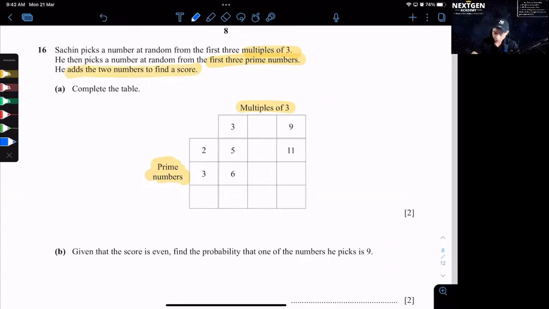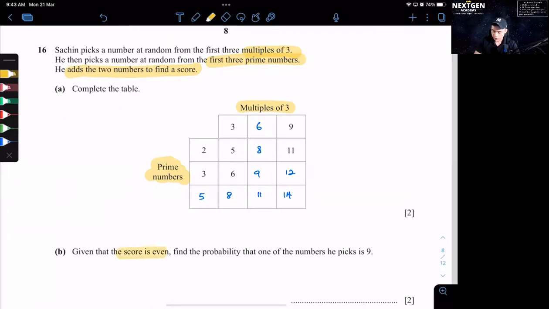So let's complete this table. First 3 multiples of 3 will be 3, 6, 9. First 3 prime numbers will be 2, 3, 5. So let's fill out the blank. Very simple. If you know how to read the table, this plus this will give you this, this plus this will give you this, and so on. Go and add it all up. You should get 8, 9, 12, 8, 11, and 14. 2 mark question, done.